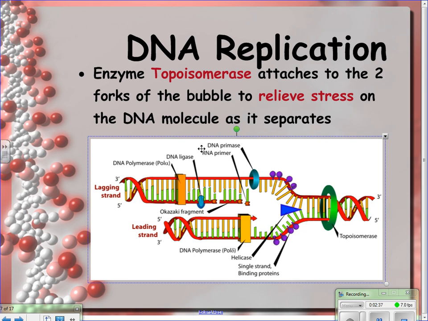Now, on top of that, the enzyme topoisomerase will attach to the two forks of the bubble, and it relieves the stress on the DNA molecule. So this is topoisomerase right here, and topoisomerase simply starts to unwind the strand early. You can think of it like a rope, and that prevents stress from being placed on the DNA molecule.